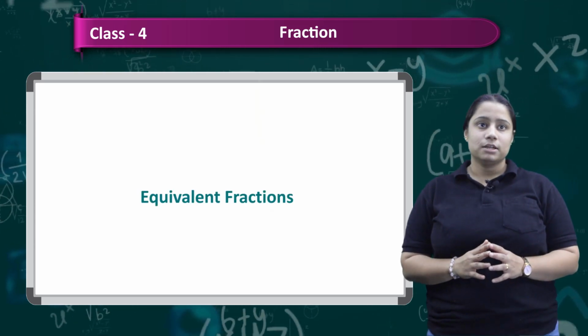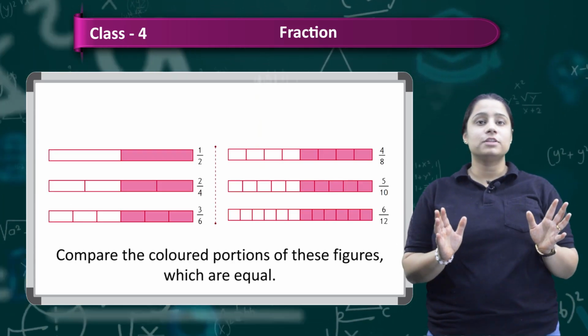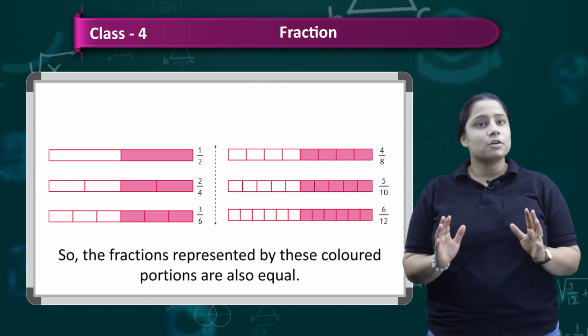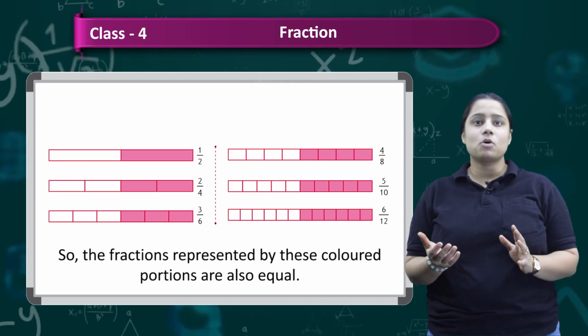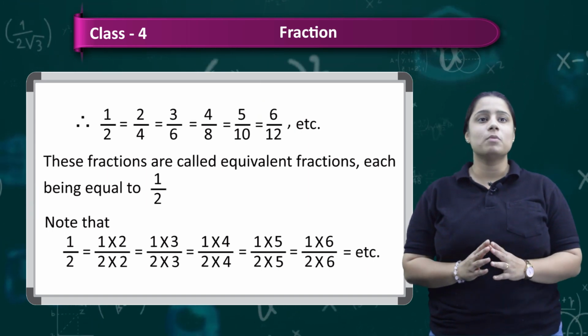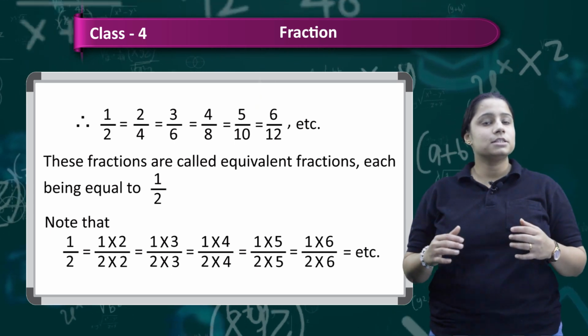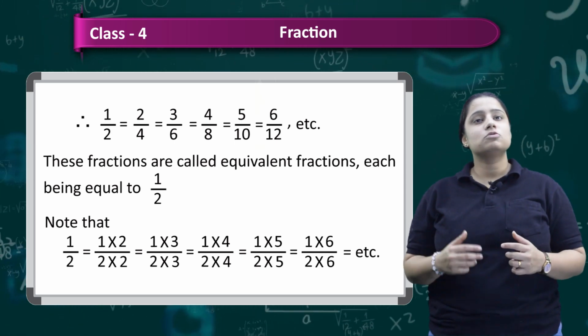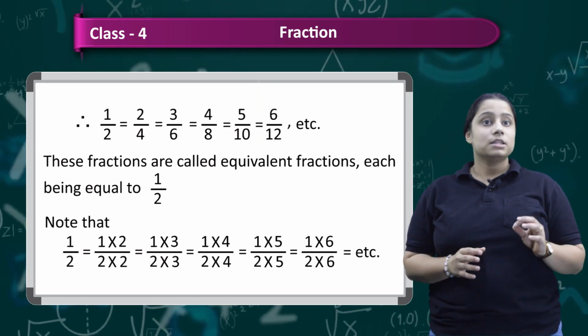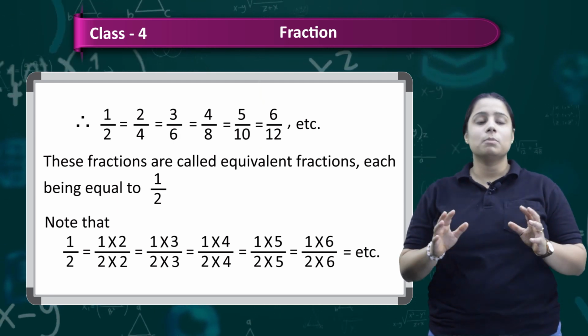Equivalent fractions. Let's study the following fractions given below. Compare the colored portion of these figures which are equal. So the fractions represented by these colored portions are also equal. Therefore, 1 by 2 is equal to 2 by 4 is equal to 3 by 6 is equal to 4 by 8 is equal to 5 by 10 is equal to 6 by 12, etc. These fractions are called equivalent fractions, each being equal to 1 by 2.